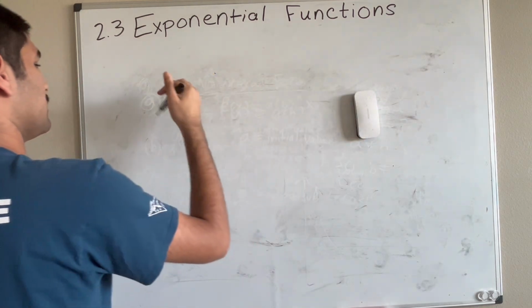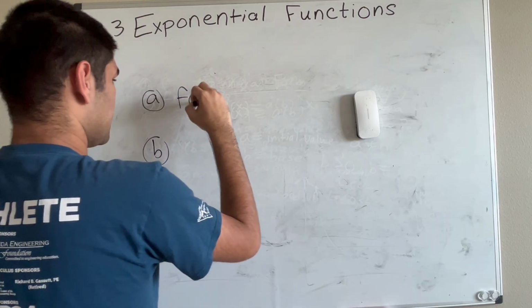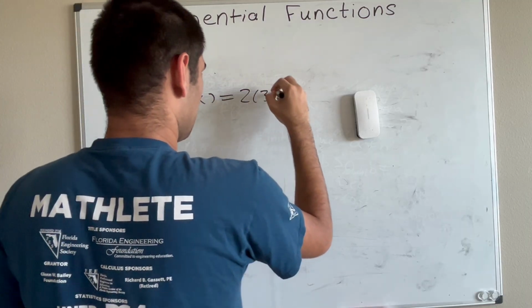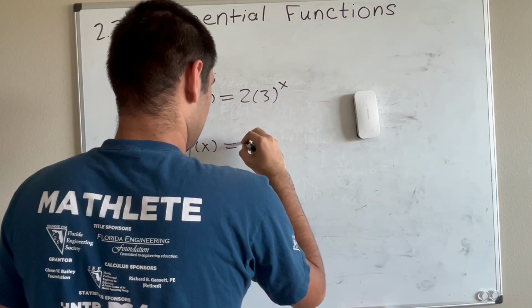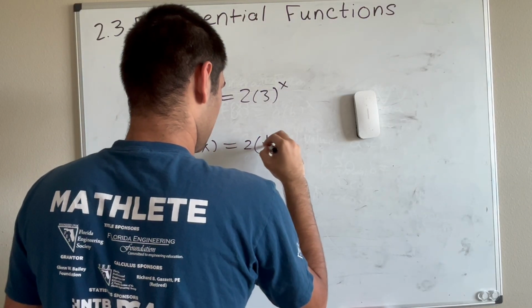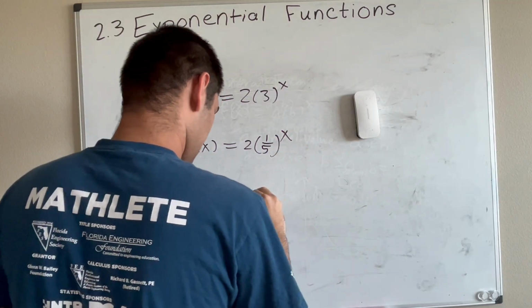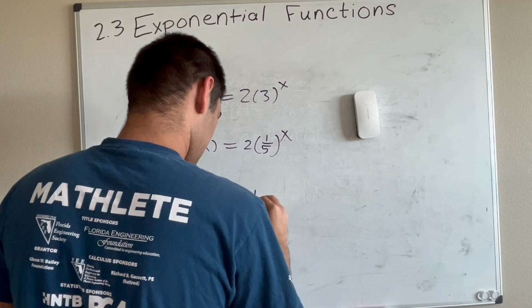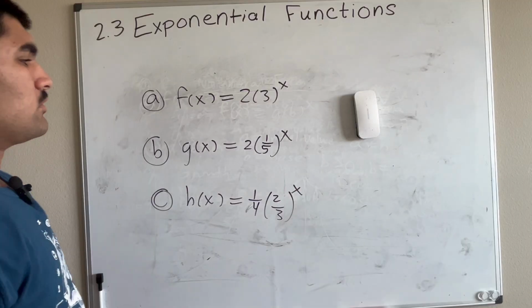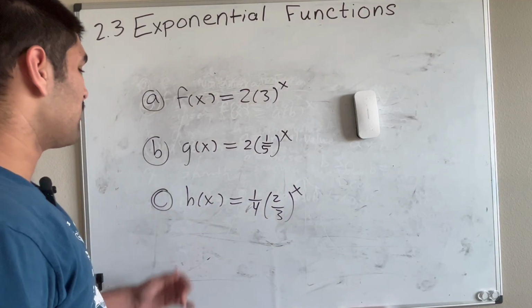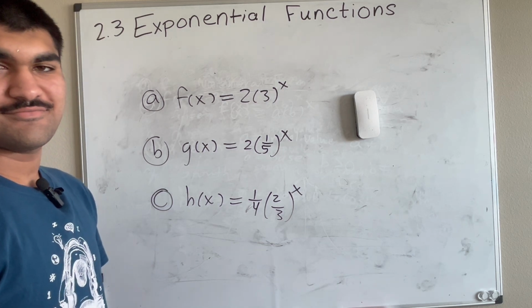So let's say we have f of x equals 2 times 3 to the x, g of x equals 2 times 1/5 to the x, and h of x is equal to 1/4 times 2/3 to the x, right? So pause this video and see if you can figure out whether each one is exponential growth or decay.